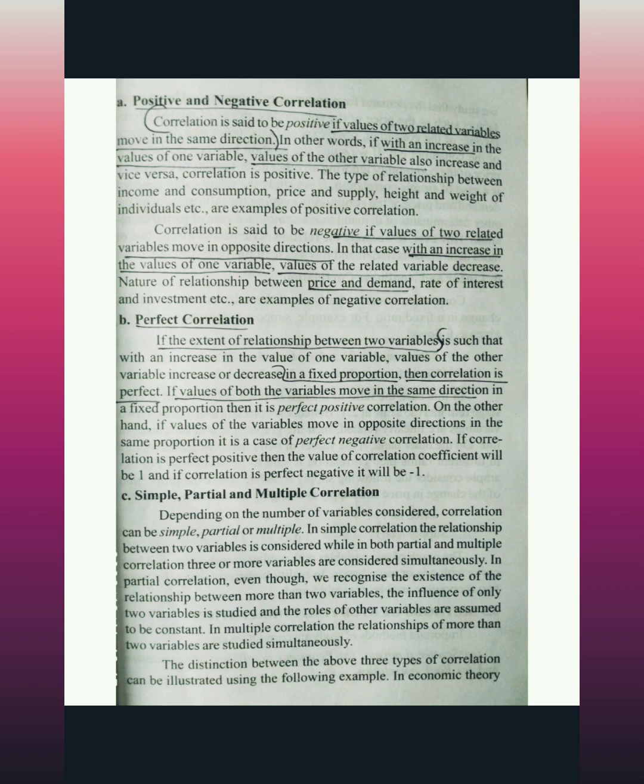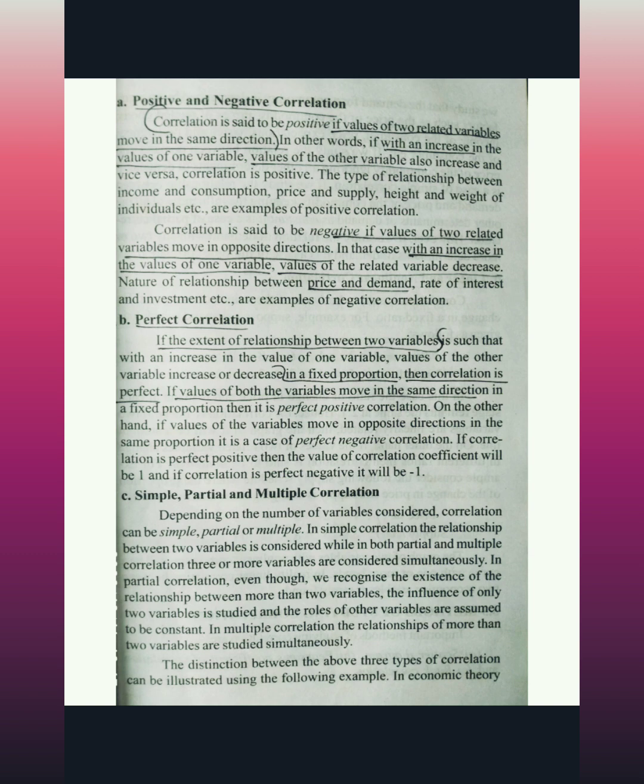The value becomes 1. And in the case of negative correlation, the relationship moves in the opposite direction, called a negative correlation. That applies in the case of a perfect correlation, then it is called a perfect negative correlation, and the value of perfect negative correlation becomes -1.